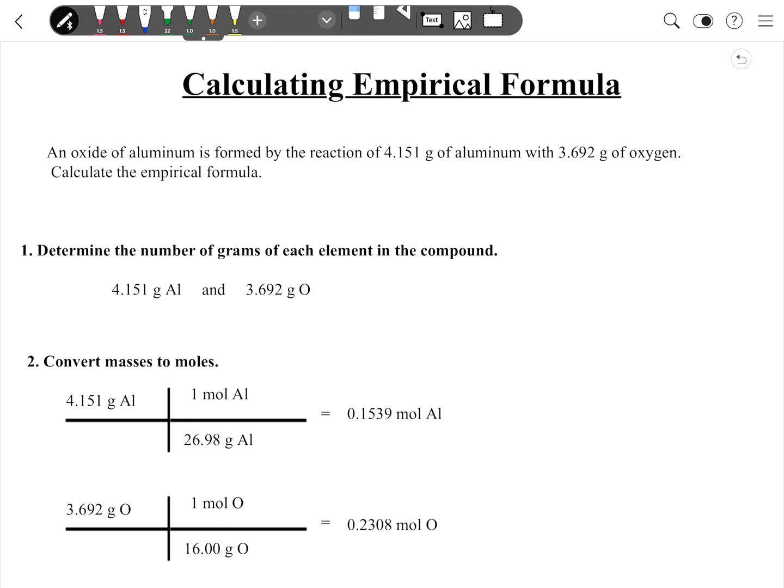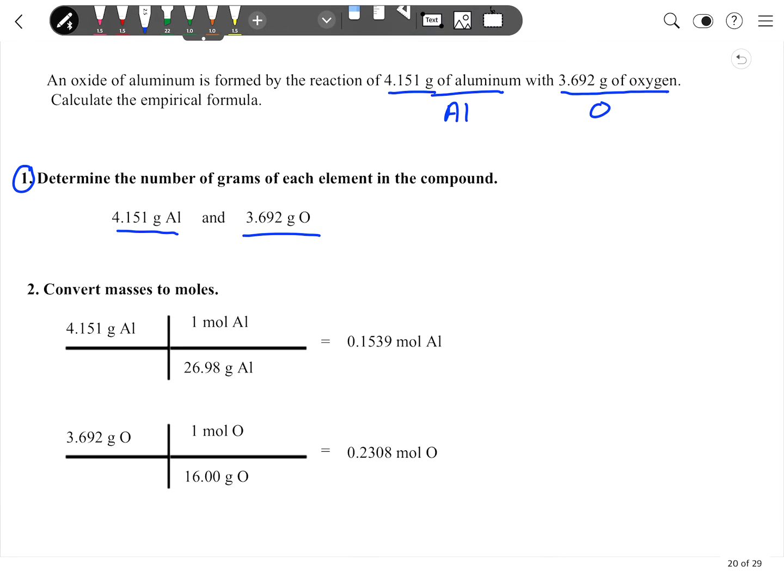Here we have 4.151 grams of aluminum with 3.692 grams of oxygen. So we know we're going to be using aluminum and oxygen. We just don't know what the subscripts are going to be. So that's what we're trying to do right now. The first thing is to determine the number of grams of each element in the compound, and we did. The second thing you have to do is convert those masses to moles.